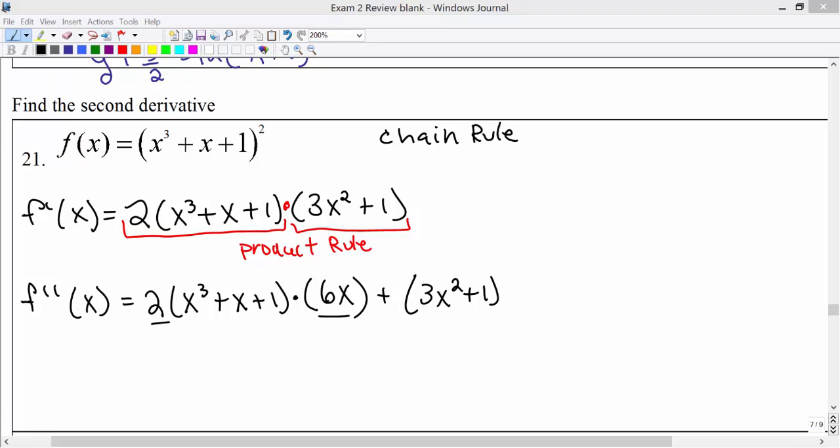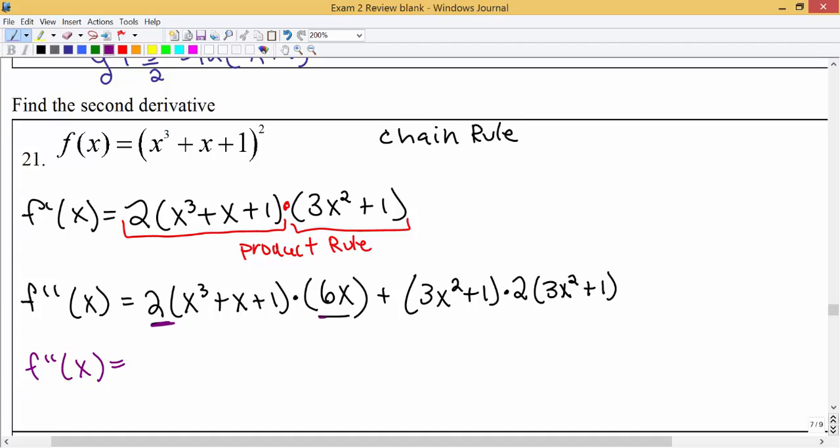Since 2 is just a constant, then we can just bring that on down and just take the derivative of the variable portion of that first function. So we're going to take the derivative of x cubed, which would be 3x squared, and then x, which would be 1. Now we're going to simplify just a little bit.